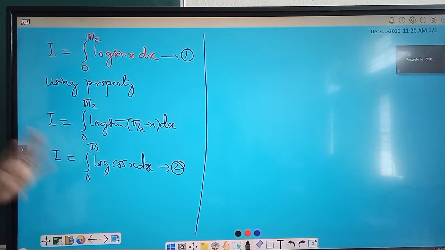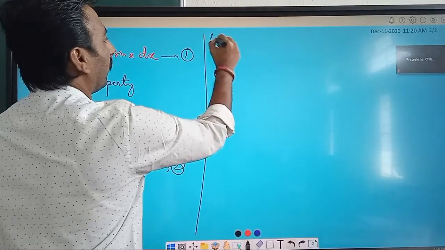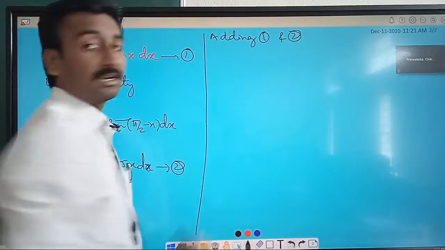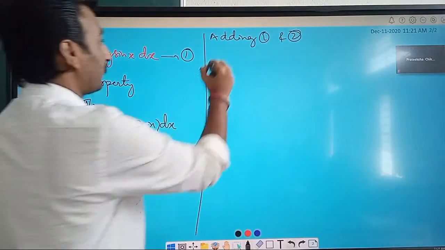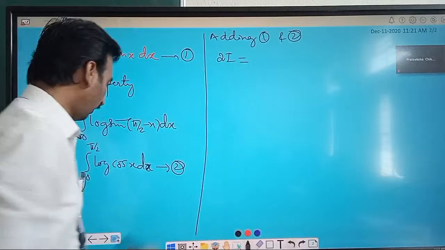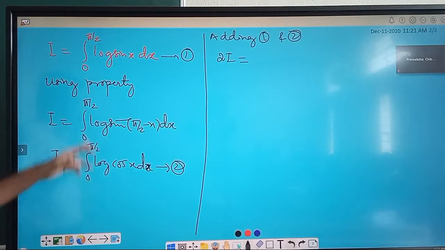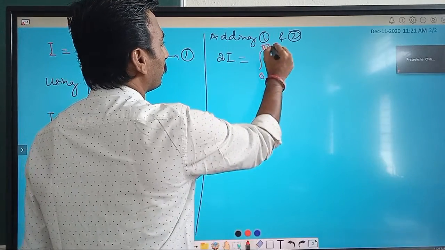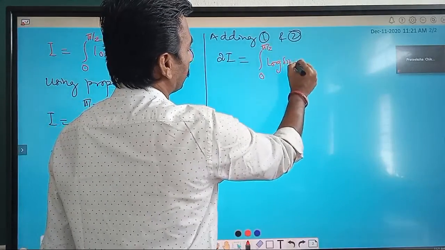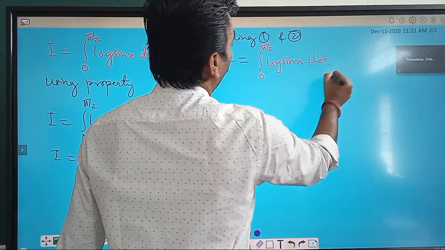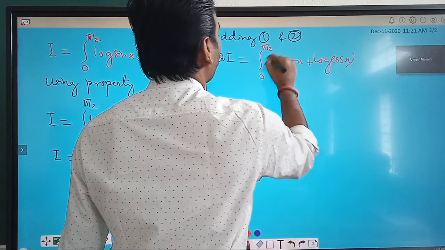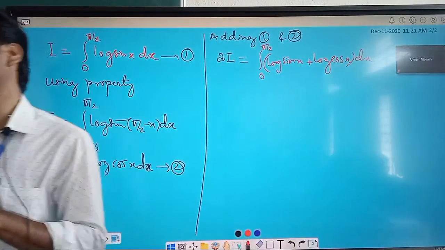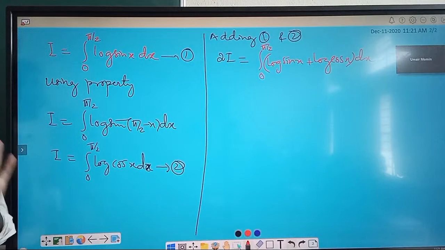Yes, adding 1 and 2, what do we get? Adding the first and second equations. Adding 1 and 2, what you get here is I plus I, left side 2I, and this is all equal to 0 to pi by 2. So you can say it is 0 to pi by 2 log of sin x plus log of cos x with respect to x. It is possible to write only when the limits are the same. Both are 0 to pi by 2. That's why I can add it.